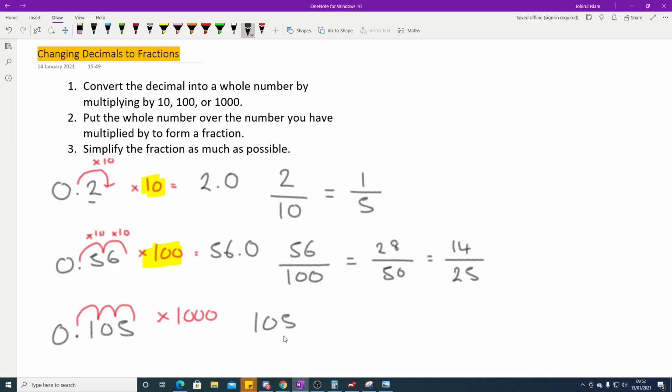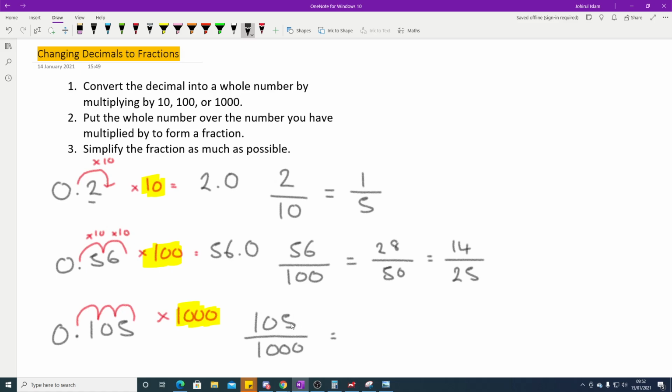Now this time, step 2, we put the whole number over the number you've multiplied by. Well, this time we multiplied by 1000, so we put the whole number over 1000. Once we've done that, same thing again, we simplify this. We simplify the fraction as much as we can.